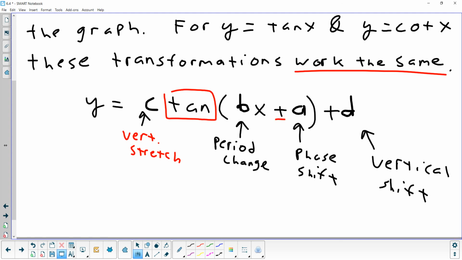These could be plus or minus. Just really quick again on a phase shift, plus moves it which way? Left, minus, right. Vertical shift, plus would move it up, minus down. If B or C was a negative, it causes a flip or reflection.